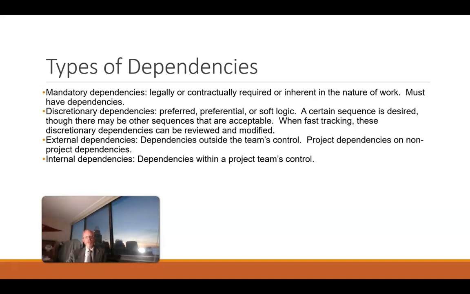Now, we also have discretionary dependencies, the example that I've given a lot, where we say, okay, we really would like to have the API complete before we start working on the front end, because we have some certainty there. We know what the API is going to look like. We know the contract for sure. So that's something we prefer.